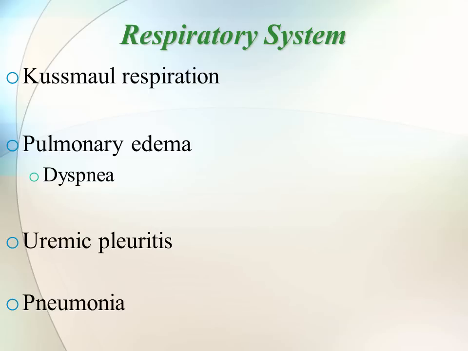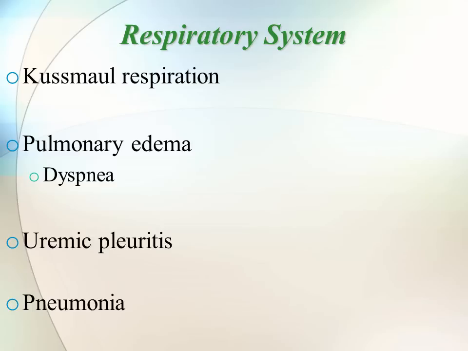Let's talk about the respiratory system. Kussmaul's respiration. Why? Of course, this person has metabolic acidosis from multiple causes. So yes, they are breathing very, very quickly, with quick, shallow respirations. They are trying to blow off the CO2 to adjust and buffer that metabolic acidosis.